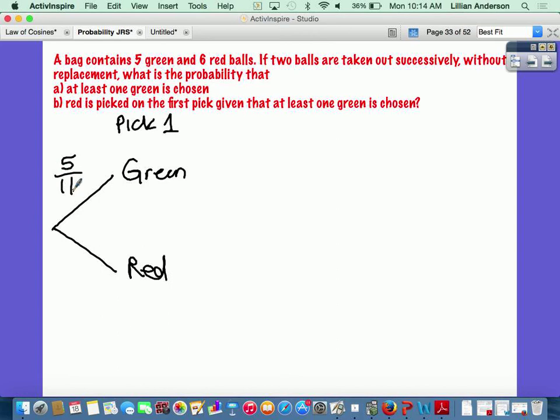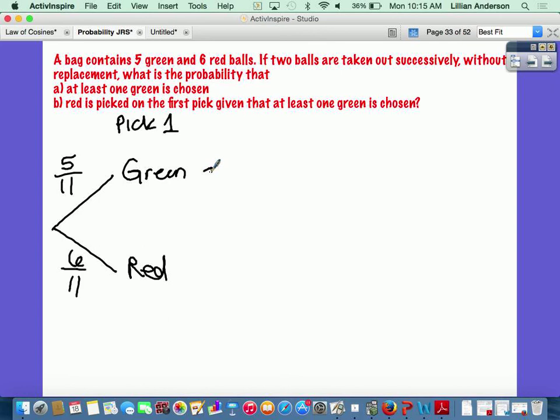5 out of 11, because there are 5 green balls and there are 11 balls total. How many reds? 6 out of 11. So when you reach in, you have 11 balls to choose from. You pick a ball out and you do not put it back. And then you go in and you pick again.